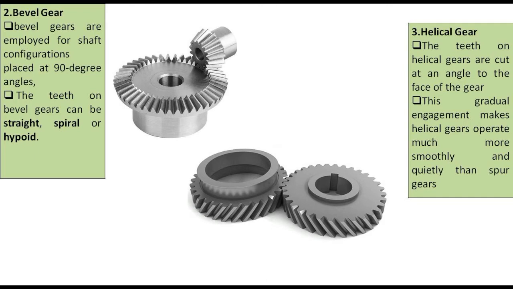Bevel gears are the second type and are useful when the direction of the shaft rotation needs to be changed. Bevel gears are cone-shaped gears with the teeth placed along the conical surface. This gear drive is useful where the shaft arrangement angle is 90 degrees to each other.